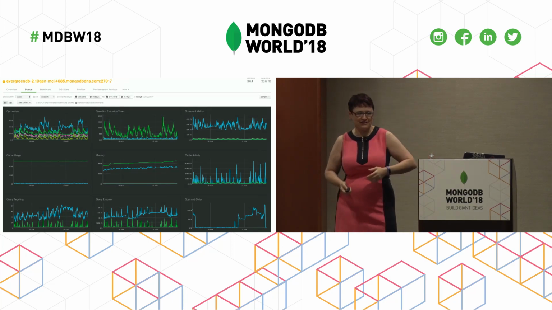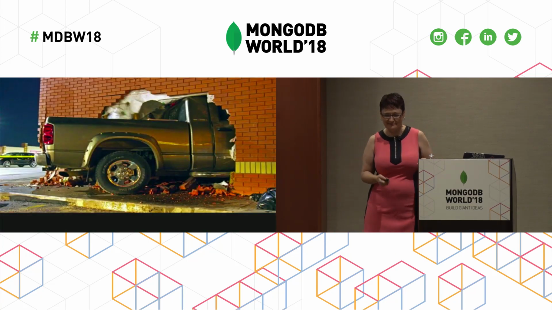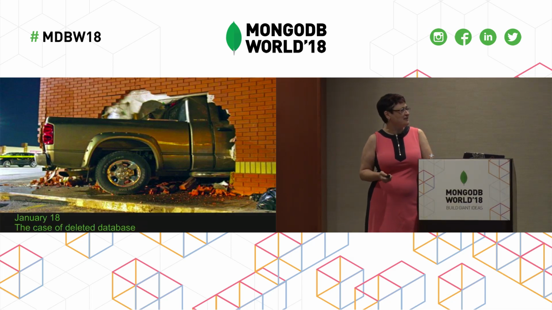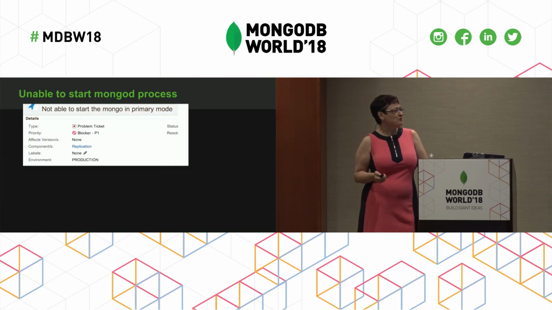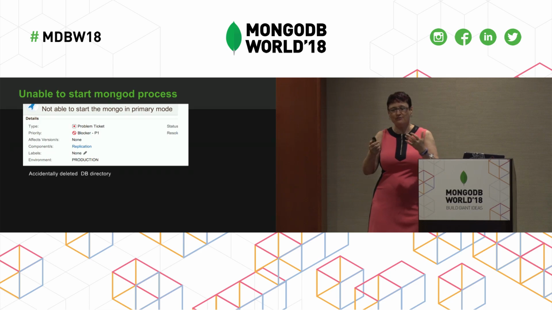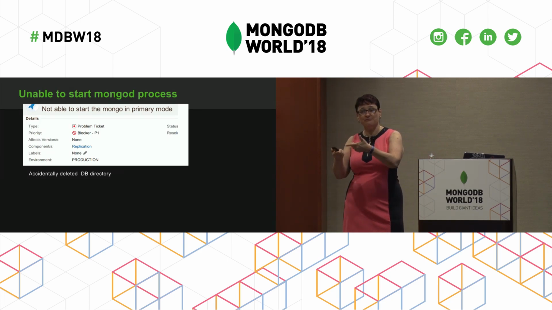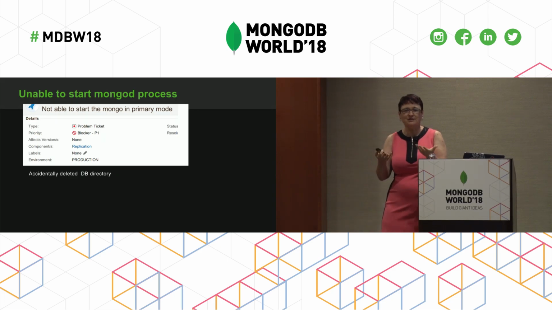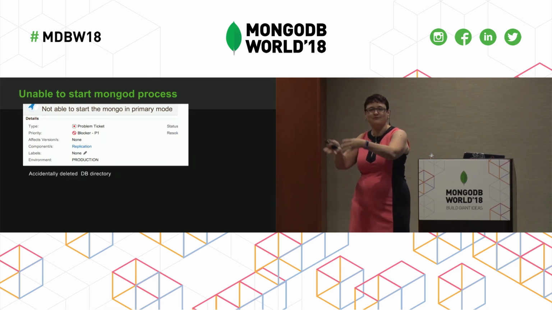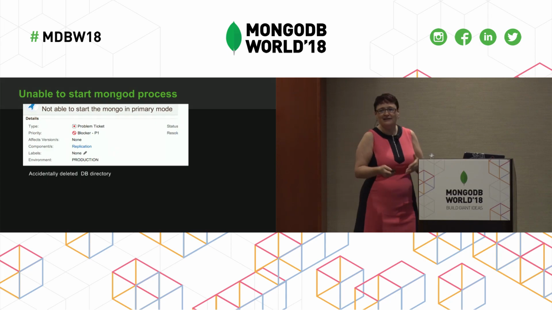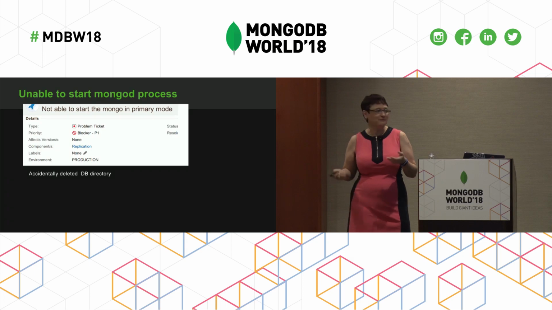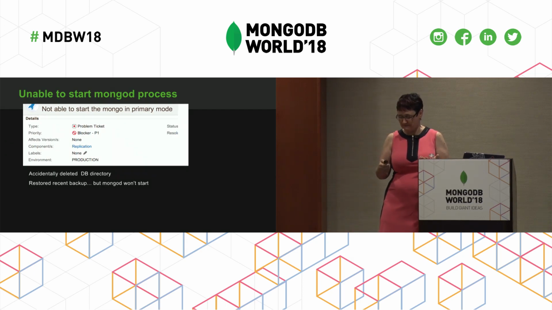All right, time for another disaster story, because we're getting out of time, and I hate to stand between people and beer. We were not able to start Mongo in primary mode. We accidentally deleted the DB directory. They were running with an option called directoryPerDB, which is a way of having each database in its own physical directory. Sometimes it's done to mount the different directories on different file systems. However it happened, one directory got deleted. It's okay, they had a recent backup, but MongoDB won't start.